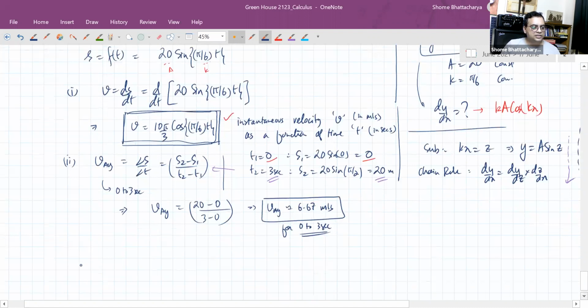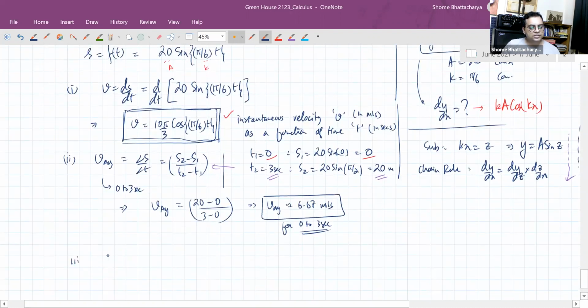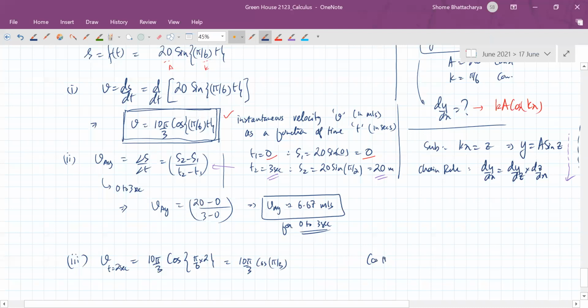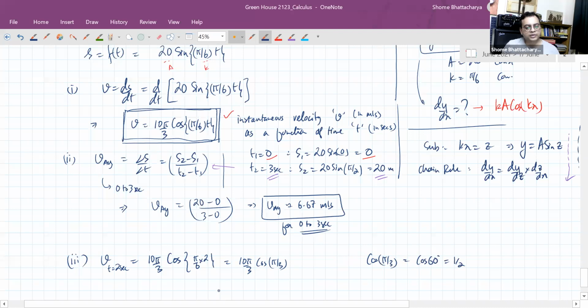Okay, so finally the third part's answer. I want the instantaneous velocity at the moment t equal to 2 seconds. So I should take this equation, 10 pi by 3 cos pi by 6 into t, and substitute the value of t as 2 seconds. So it will become 10 pi by 3 cos pi by 3. Now cos pi by 3 you know is half, same thing as cos 60. So 1 by 2. So this will become 5 pi by 3 meters per second.